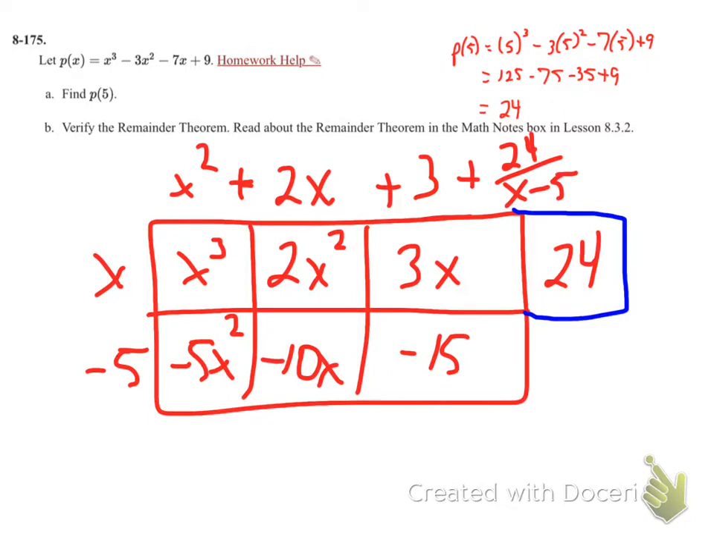So I've now verified it with the remainder theorem. Hope that helps.